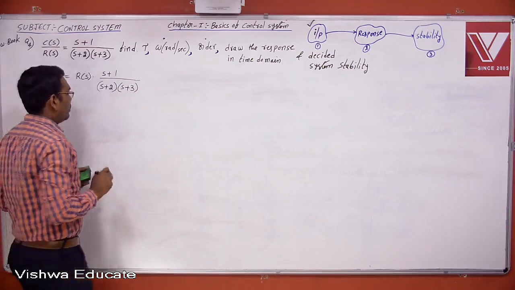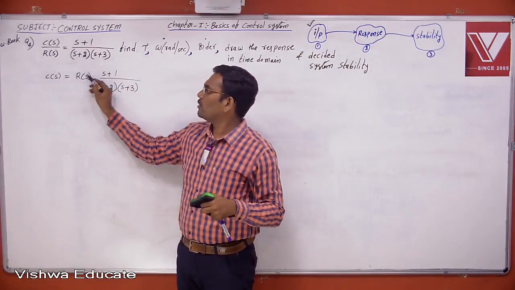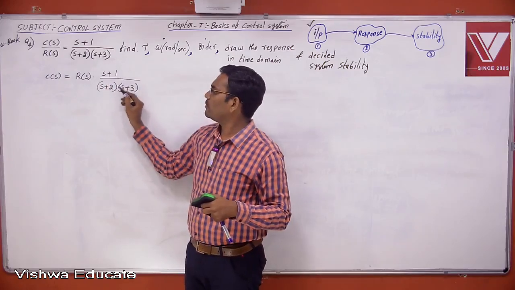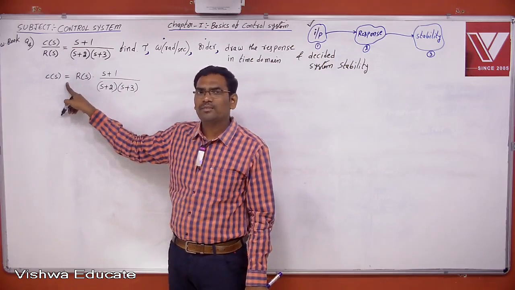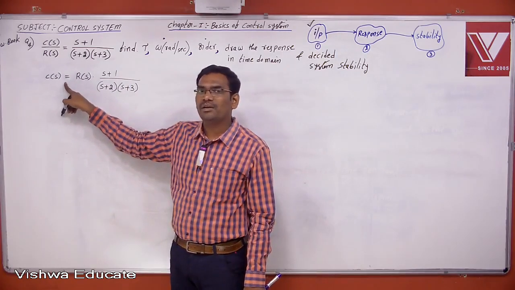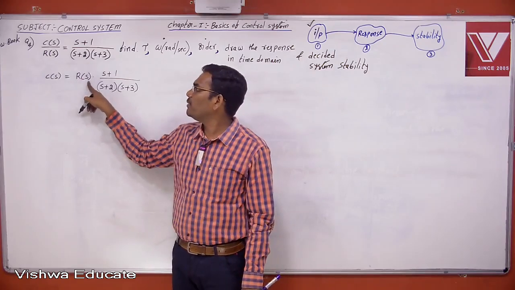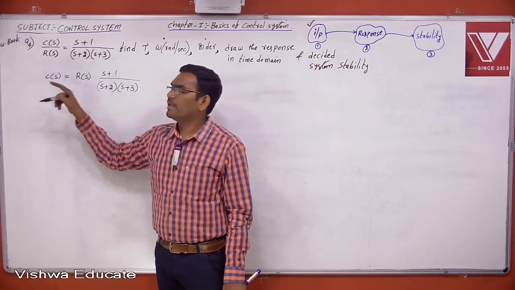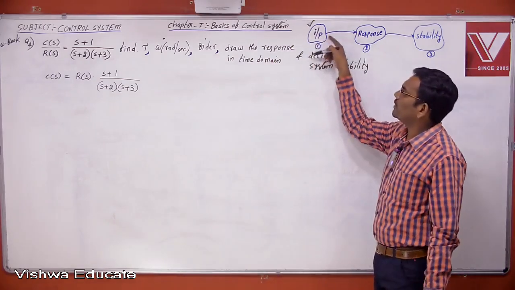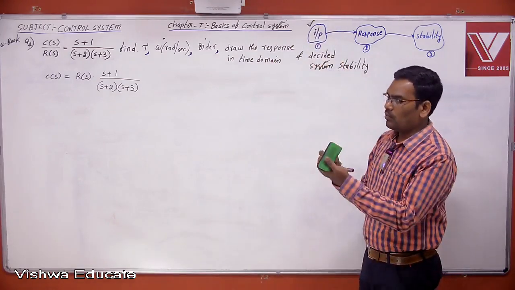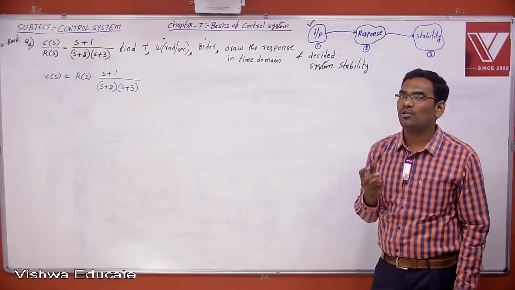Now this is the response output, which is equal to input into (s plus 1) by (s plus 2)(s plus 3). If you want to find the response, first we want to apply the input, am I not? We want to give the input, then only we can get the response. That's what we started with, different types of inputs. What are the different types of inputs available? Now which input do we have to consider?